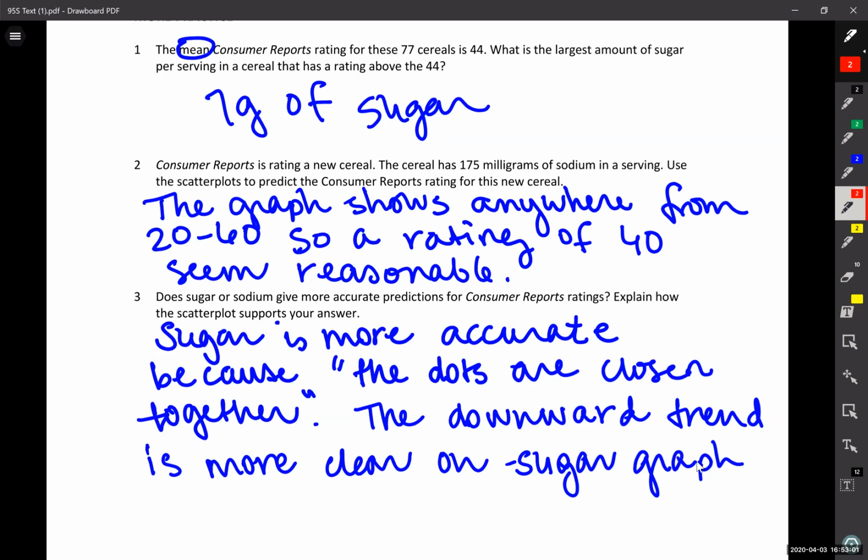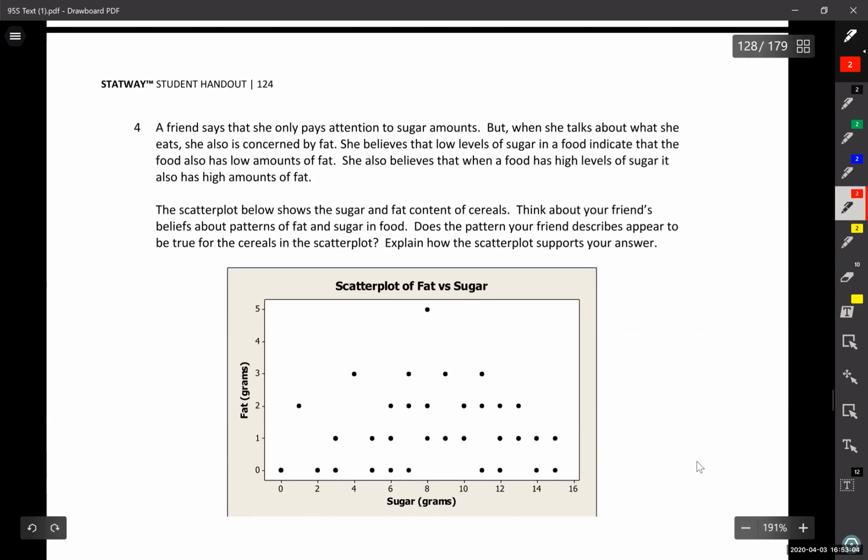Okay, so here we have a graph of fat versus sugar. It says this gal is talking about what she eats, that she's concerned. She pays attention to sugar, but is also concerned about fat. She believes low sugar indicates low fat and high sugar indicates high fat. Does the picture back it up?